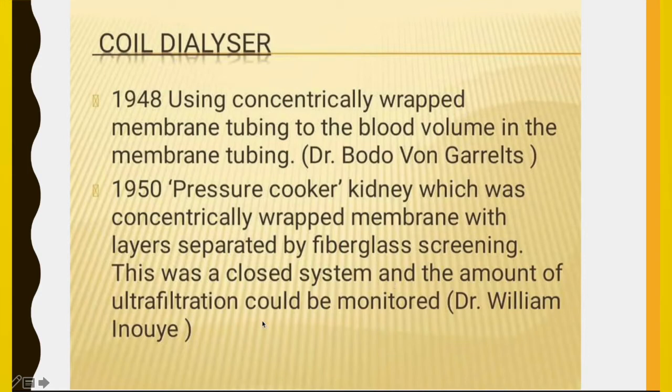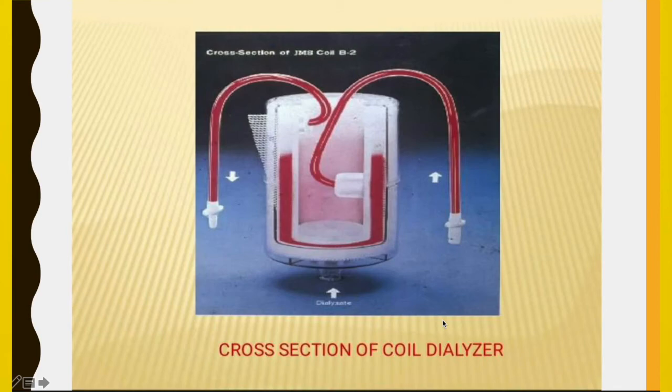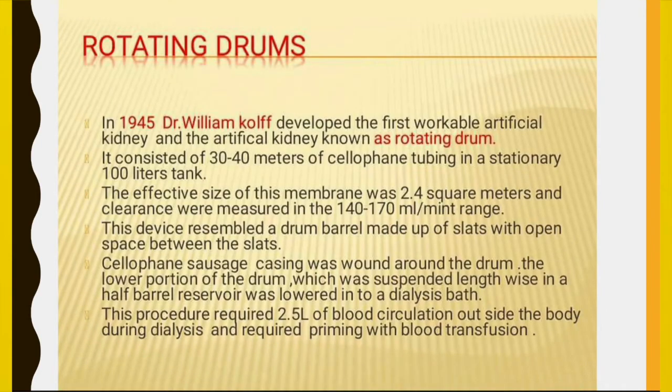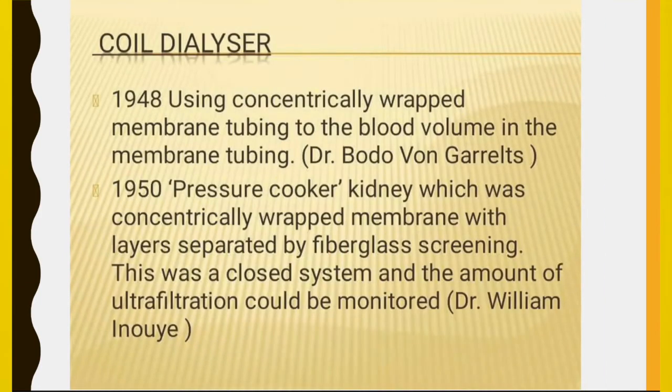This was a closed system, and the amount of ultrafiltration done using this dialyzer could actually be measured, which was the drawback of Dr. William Kolff's rotating drum dialyzer. Here we were unable to find the ultrafiltration values, but with the help of the coil dialyzer we were able to find the values of ultrafiltration. So we can monitor the values of ultrafiltration in the coil dialyzer.